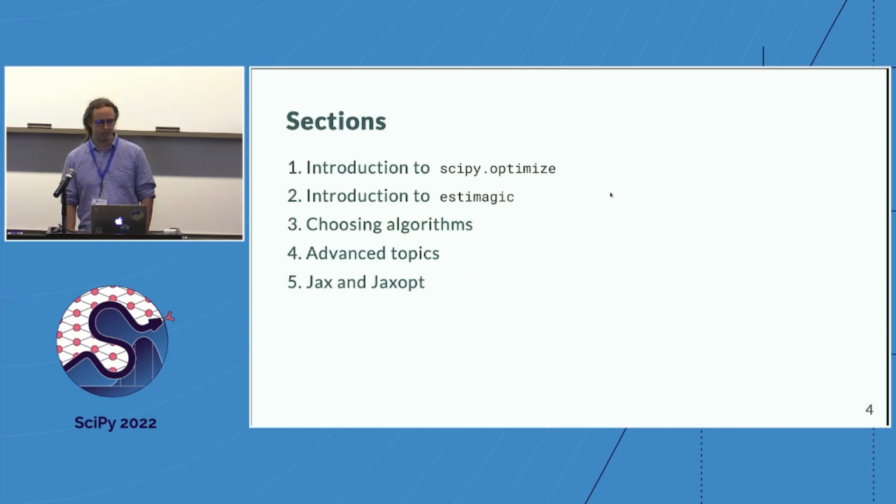Okay, so we have roughly the following sections. First, a very brief introduction on what numerical optimization is and how to do numerical optimization in scipy.optimize. Then a quick intro to Estimagic, followed by short presentations on specific topics. A main focus is how to choose the right optimization algorithm for your problem. And finally, we talk a bit about Jax and Jaxopt.